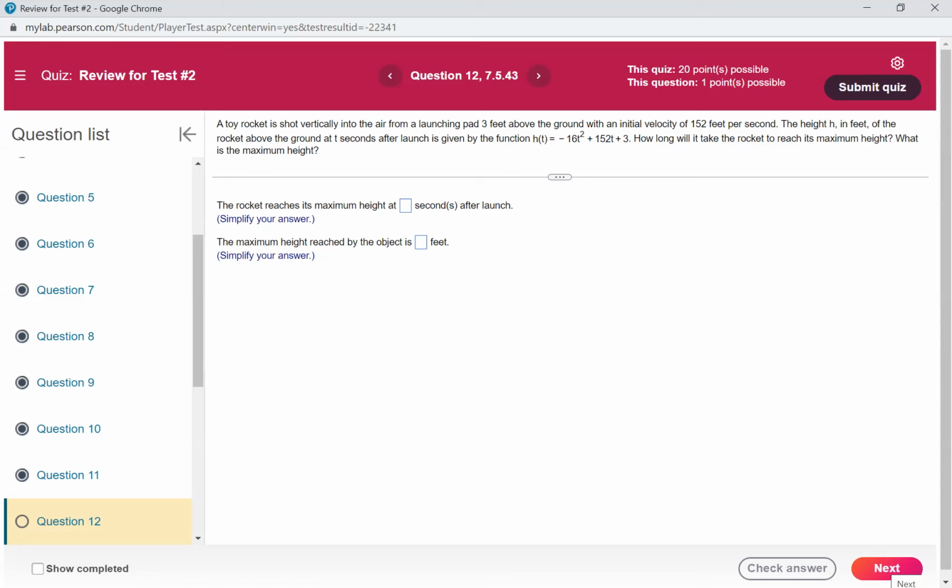So they want to know how long till a rocket reaches max height. And then what is the maximum height?